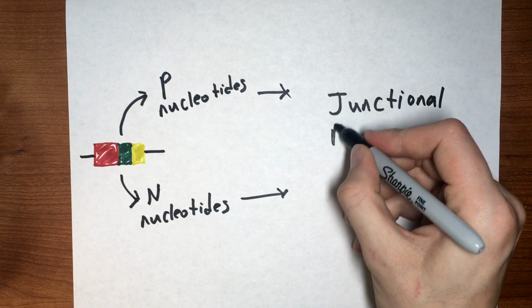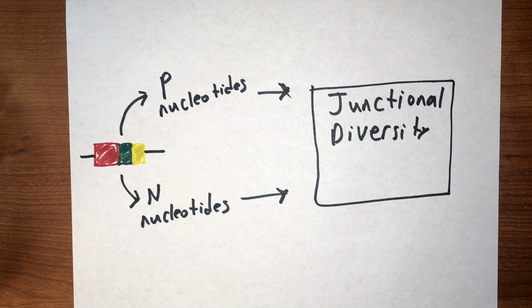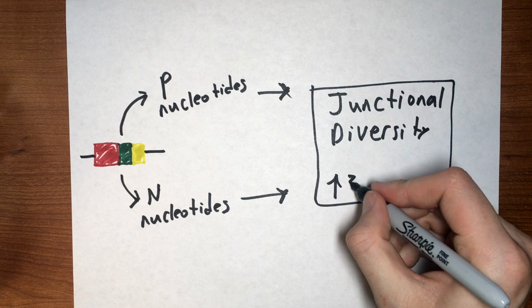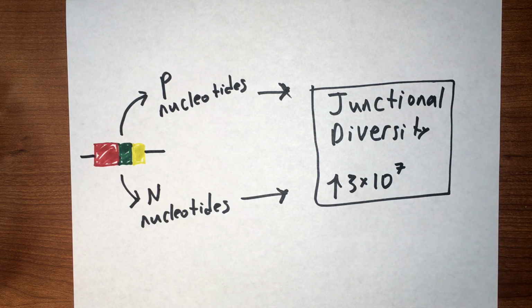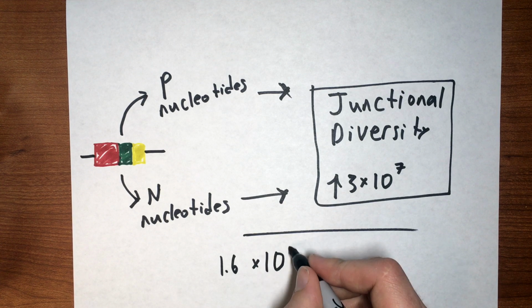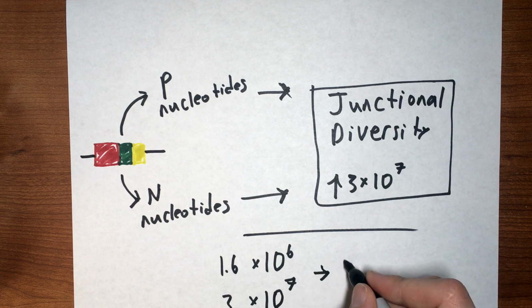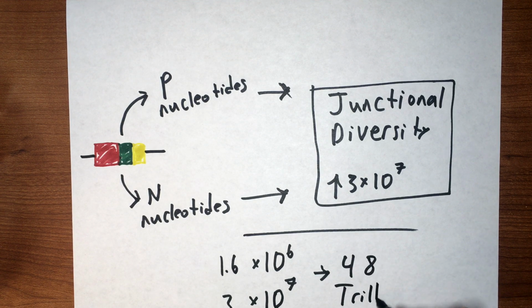Junctional diversity is an important source of variability in antibody synthesis, and has the potential to increase overall diversity by a factor of 30 million. In all, taking into account recombination from different V, D, and J regions and junctional diversity, your B-cell population has the potential to produce 48 trillion unique antibodies.